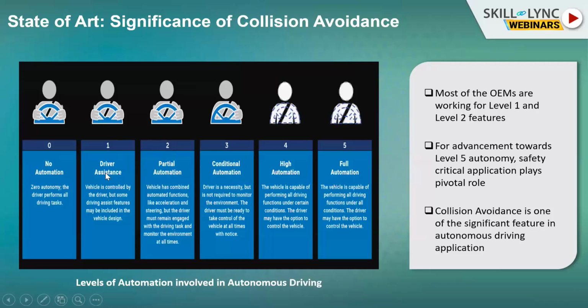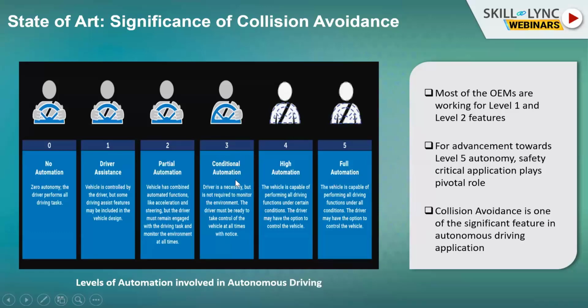In level 1 and level 2, you can see the driver is holding the steering wheel. That is driver assistance and partial automation. In driver assistance, the vehicle is controlled by the driver, but some assist features are included in the vehicle design. In partial automation, there is more autonomy than the previous two levels, with some acceleration or steering features, but the driver is still in control of the steering wheel.